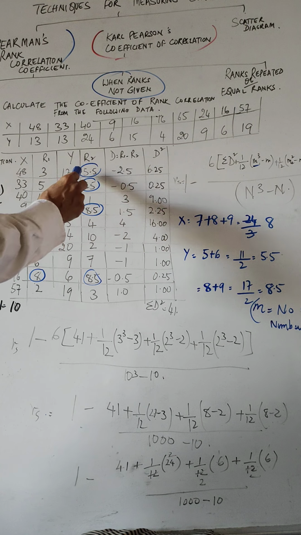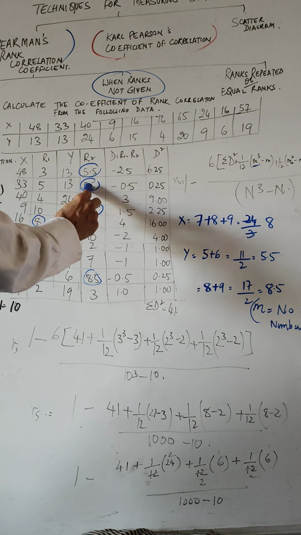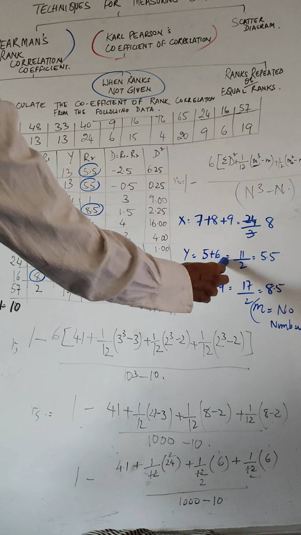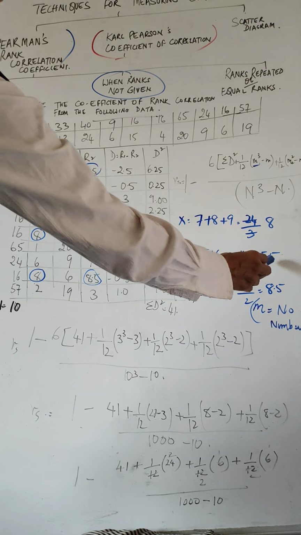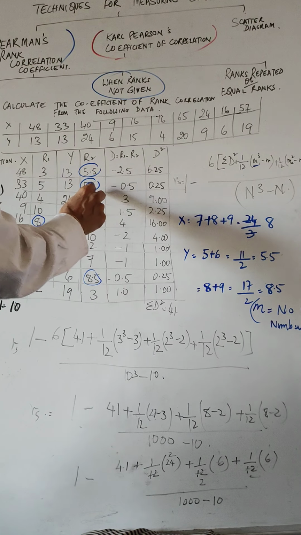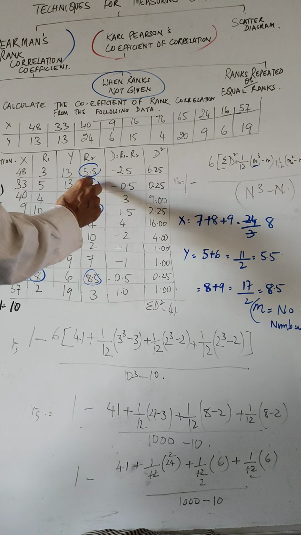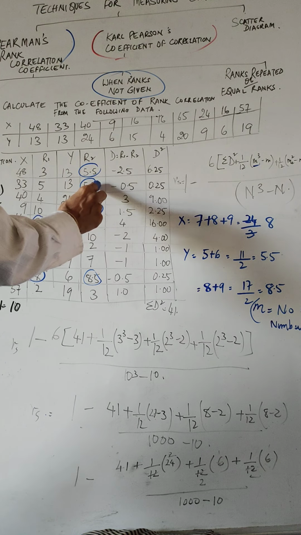Now, which is the next one? The fifth one is 13, but there are two 13s. It's repeated. So what we take is the fifth and the sixth rank. In the y series, we take 5 plus 6 is equal to 11. We take the average, 11 divided by 2 is equal to 5.5. So instead of putting them as 5th and 6th, because both are the same, we put them as 5.5 and 5.5.